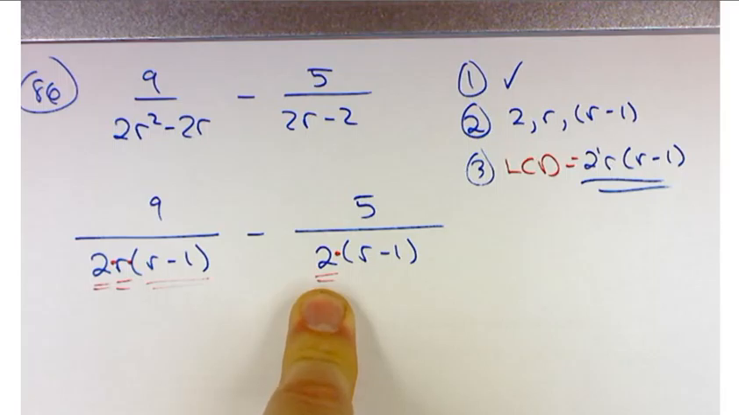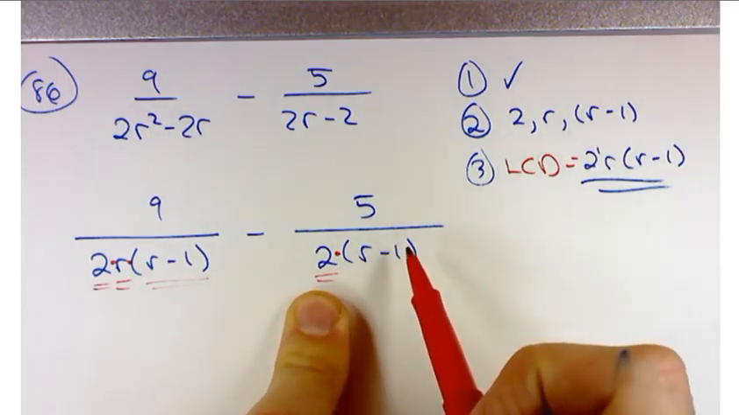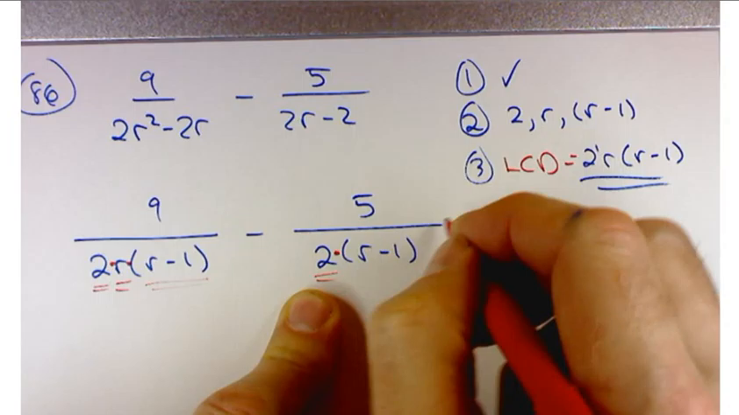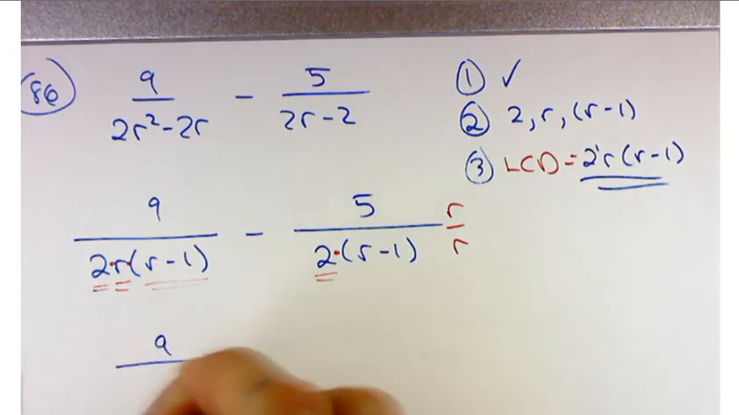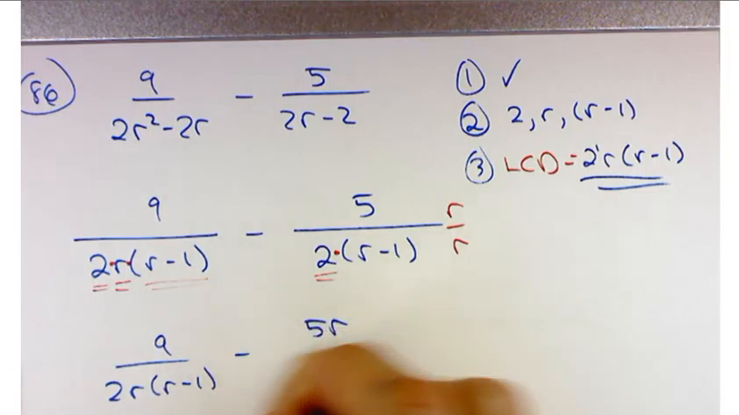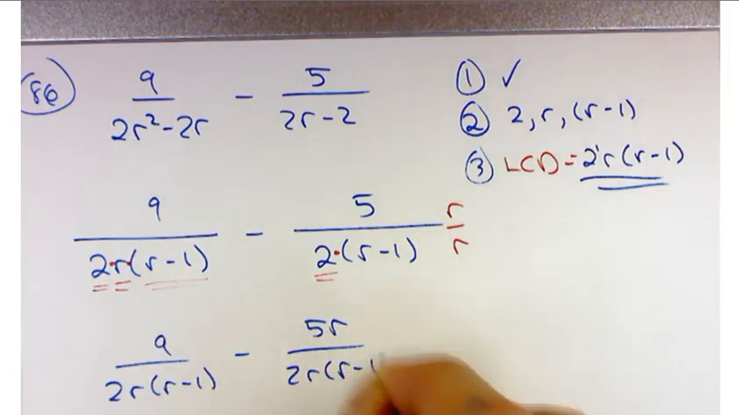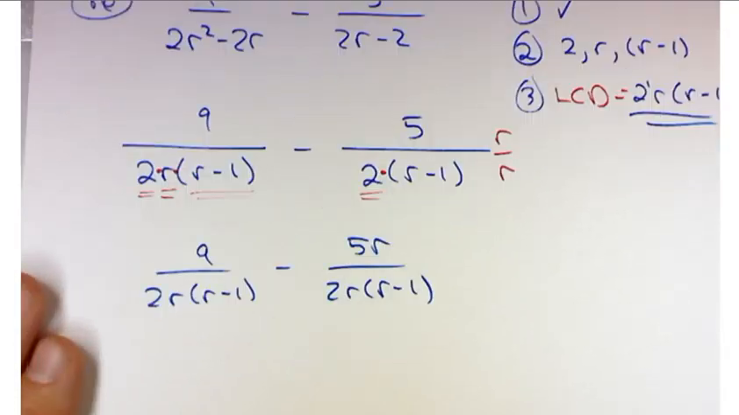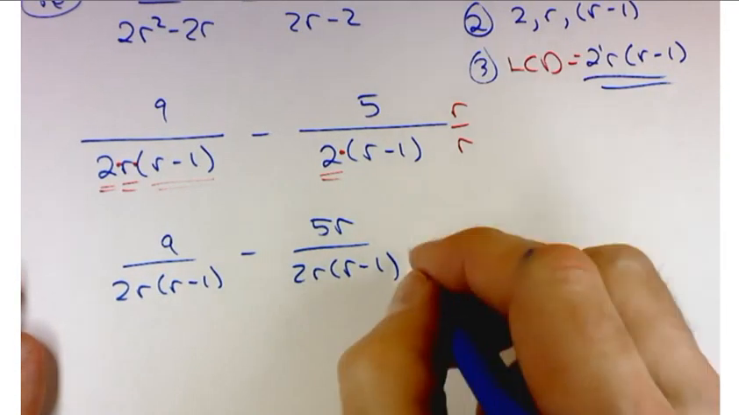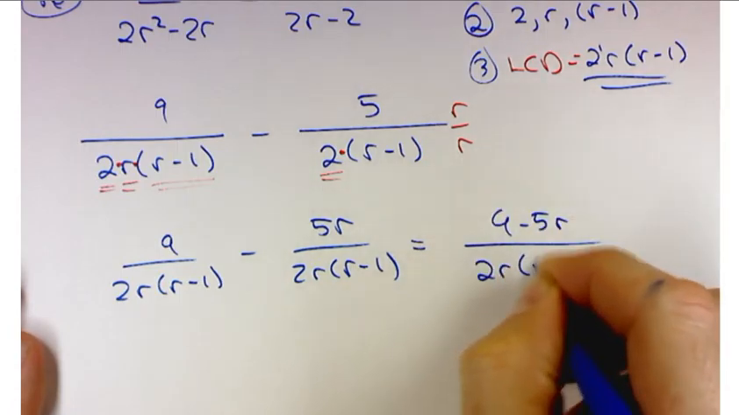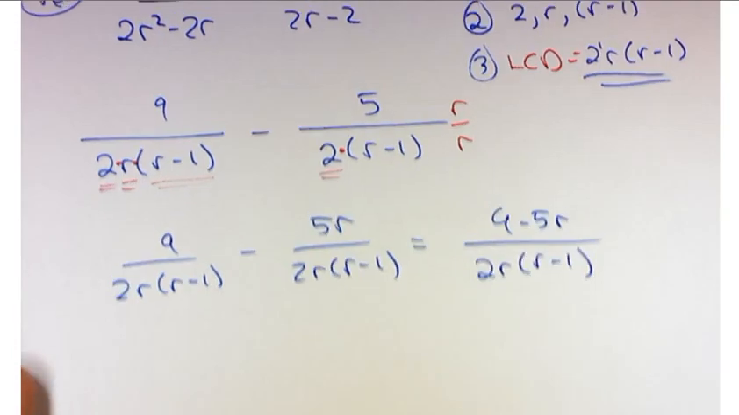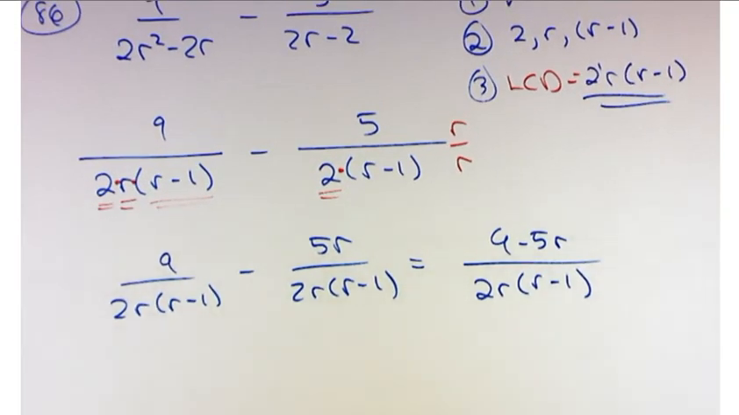What am I missing here that's part of my LCD? Just r. So I can multiply by r over r, and then I've got my LCD there. So I've got 9 over 2r times r minus 1 minus 5r over 2r times r minus 1. I just changed the order there. That's fine. I've got my LCDs. I can subtract the numerators. 9 minus 5r over 2r times r minus 1. And that's it. There's no more simplification on that one.